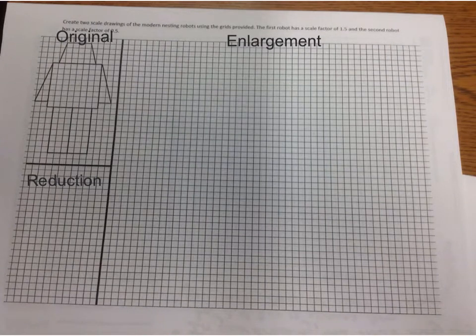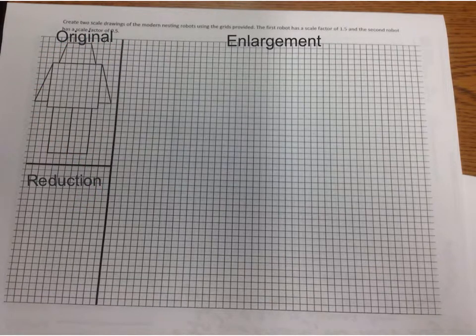Today you're going to make an enlargement and a reduction of a figure. This is part of our exploration of scale factor. First thing I want you to do is make sure you add in these labels. This is original. This is enlargement right here. You're going to write enlargement down and then reduction right here. So you're going to be always making a scale figure of this original robot.